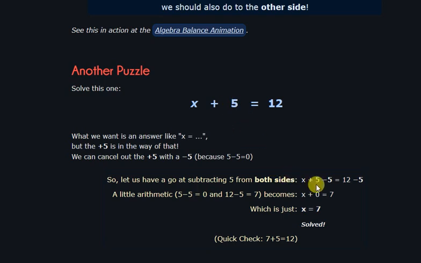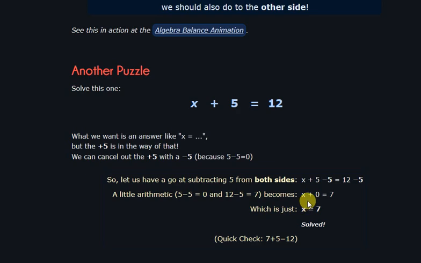x plus 5 minus 5 is equal to 12 minus 5. A little arithmetic: 5 minus 5 equals 0 and 12 minus 5 equals 7, so it becomes x plus 0 is equal to 7, which is just x equals 7. Solved. Quick check: 7 plus 5 is equal to 12.